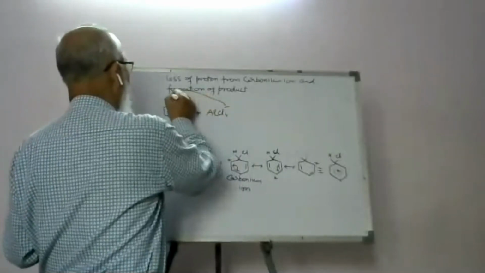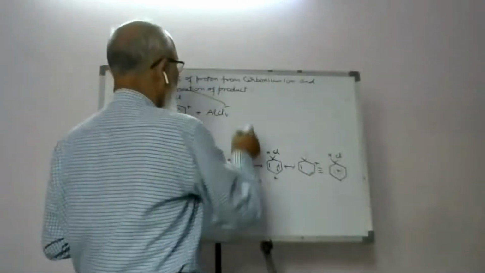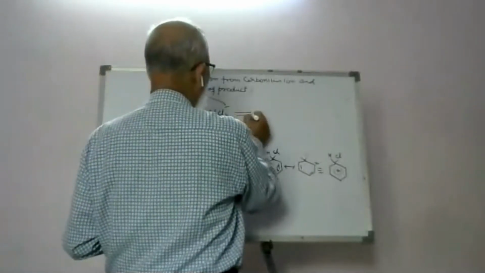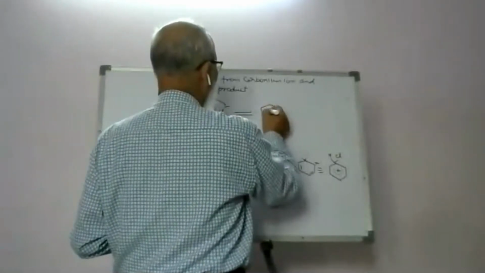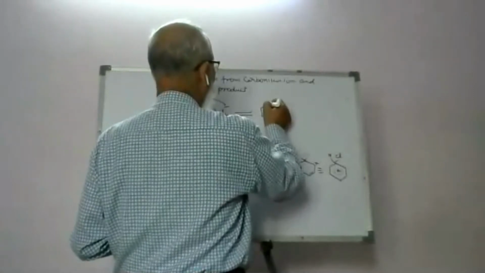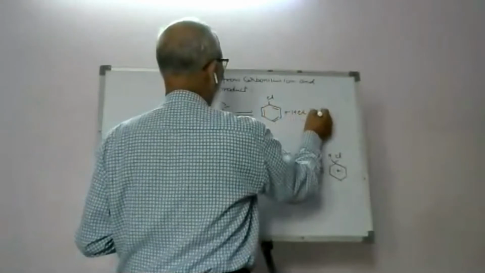This will take up this proton and this bond will be shifted here. So there will be formation of product, chlorobenzene plus HCl plus AlCl3.